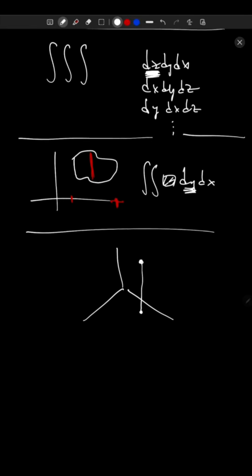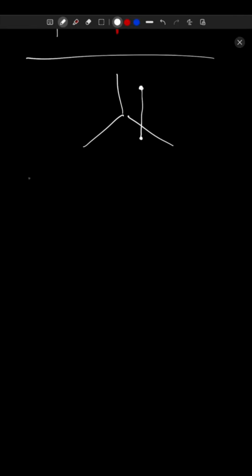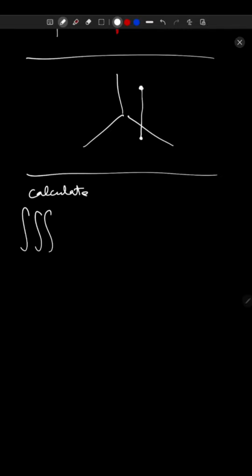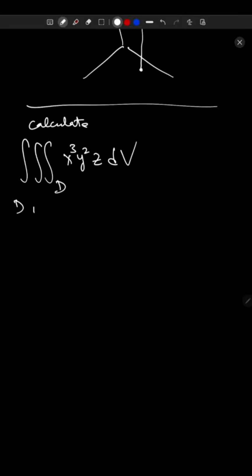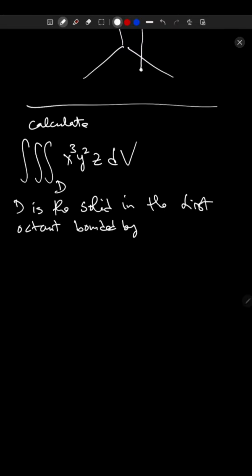And then we do the dy dx. So let's actually do an example. Let's calculate the triple integral of x cubed y squared z dV over the region D, where D is the solid in the first octant, bounded by the coordinate planes, the three coordinate planes.